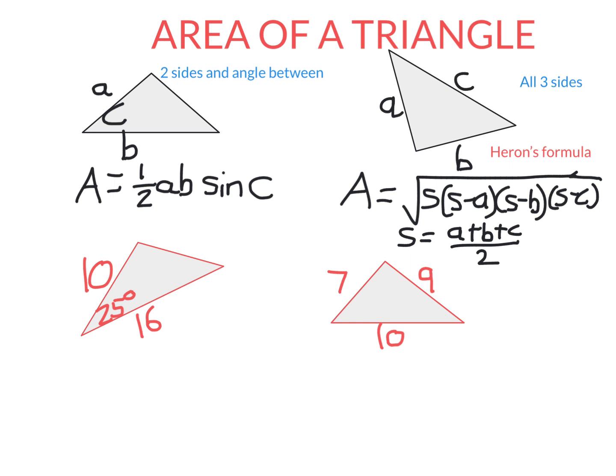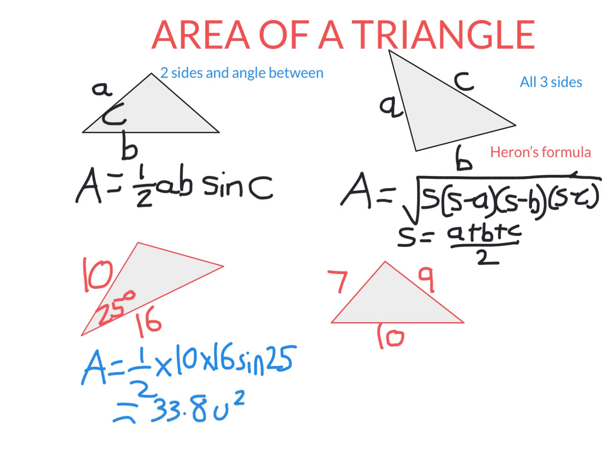One of them is using the formula A equals half ab sine C, and one of them is using what's called Heron's formula. So if you have a triangle like this, we have not the perpendicular height, but we have two sides and the angle between. So that's when we know to use this formula here. So the area of this triangle will just be half times a times b, and sine C is just sine of the angle in between. And you can put this straight in your calculator. We get about 33.8, and if no units are written, we just write units squared.